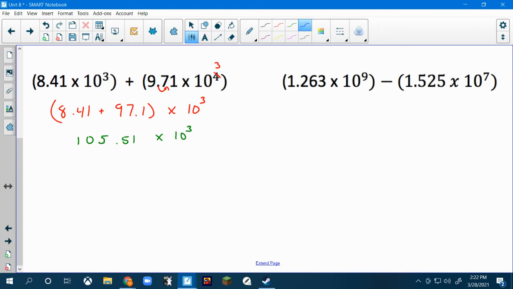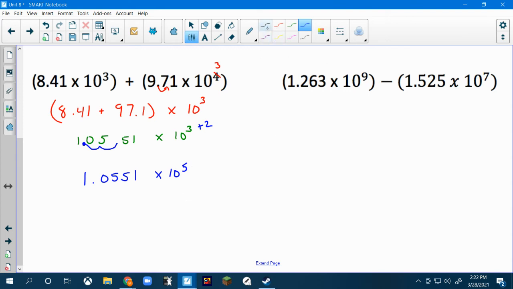This is interesting because now it's not just moving 1, we got to move 1, 2 to get the decimal to the right spot. So we're going to get 1.0551 times 10 to the, well, we moved it 2 spaces to the left, which means we have to add 2. So it's not going to be times 10 to the 3rd, it's going to be times 10 to the 5th. And you're done.